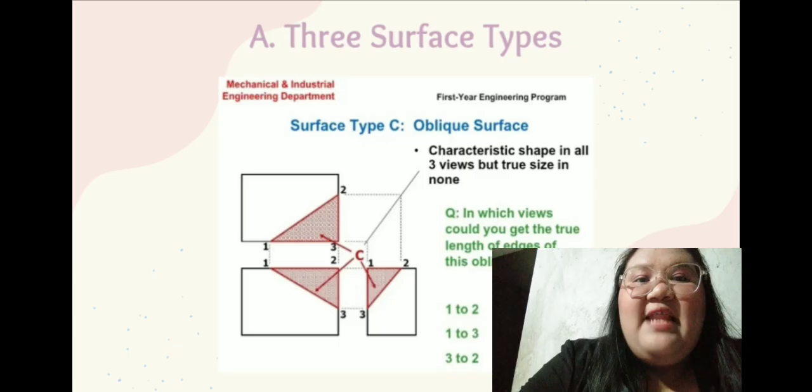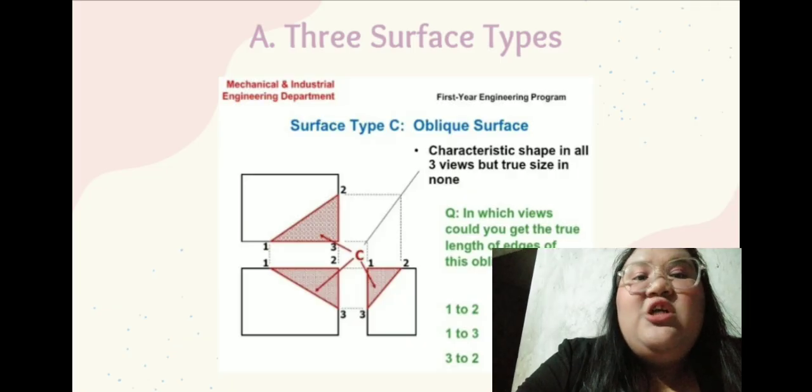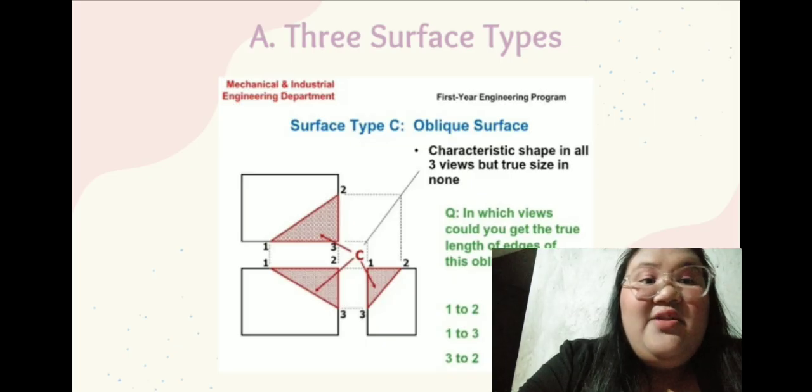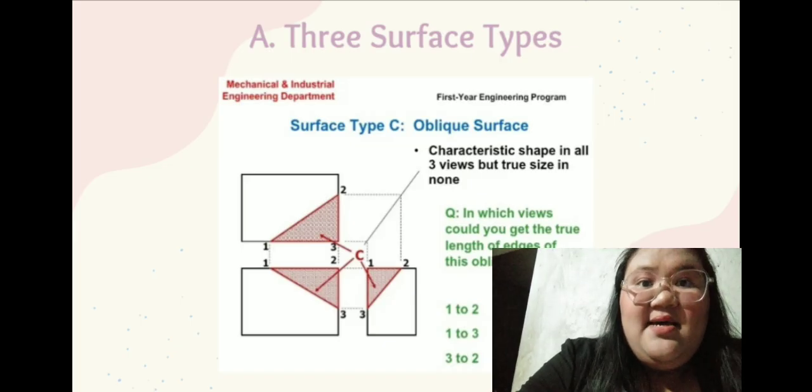And now for the last type, it's called surface type C, oblique surface. An oblique surface is a plane that is not parallel to any of the major planes, front, top, or side, and not perpendicular to them either. Because of this, an oblique surface always appears distorted in all three views. The red shaded surface represents surface C, the oblique plane. It is shown in three views.